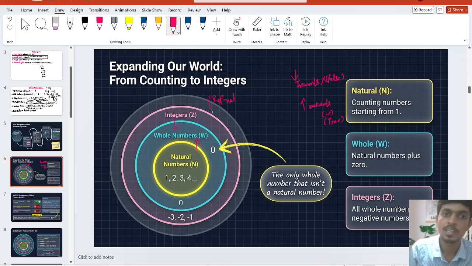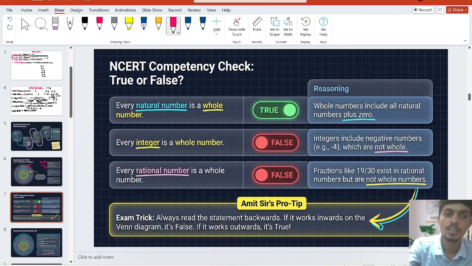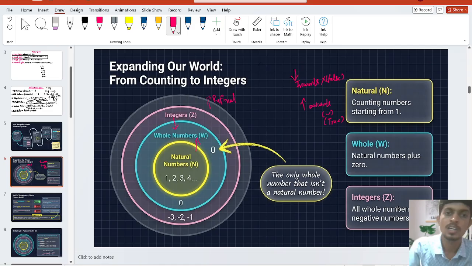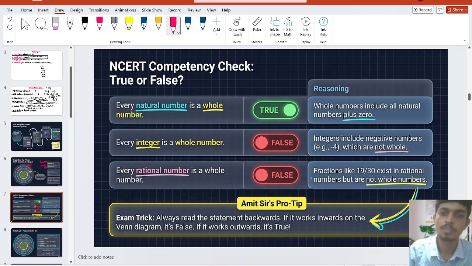Every rational is a what? Whole number. So this is coming from the rational to whole number, which goes inwards. So this is also not true, because this is inwards. This is also false, because a fraction like 9 by 30 or 19 by 30 is a rational number but not a whole number. Okay, so we will begin the next.